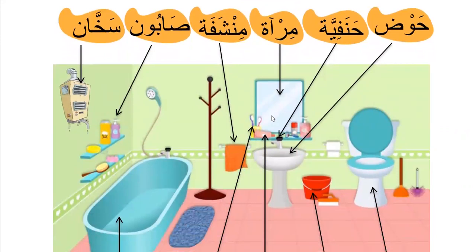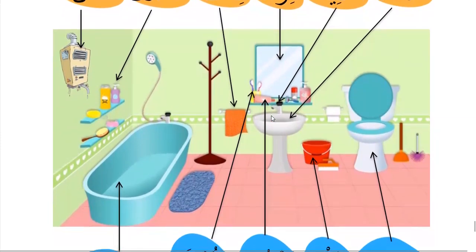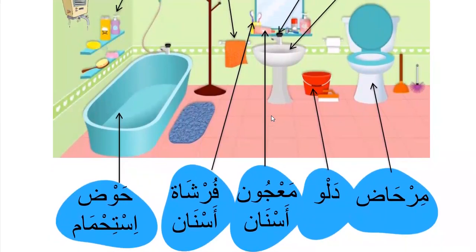House, wash basin. Good. Hanafiya, tap. Good. Mirror. Good. Minshafa, towel. Sabun, soap. Good. Sakan, water heater, geyser. Mirhad, toilet. Dalau, bucket. Majun asnan, toothpaste. Fursha asnan, toothbrush.